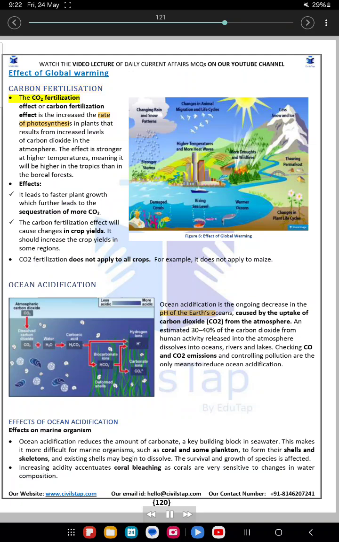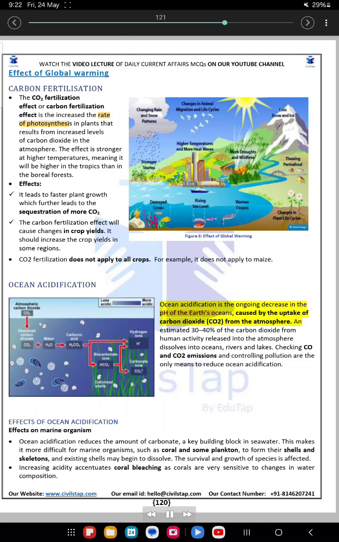Carbon fertilization. The CO2 fertilization effect, or carbon fertilization effect, is the increased rate of photosynthesis in plants that results from increased levels of carbon dioxide in the atmosphere. The effect is stronger at higher temperatures, meaning it will be higher in the tropics than in the boreal forests. Effects. It leads to faster plant growth, which further leads to the sequestration of more CO2. The carbon fertilization effect will cause changes in crop yields. It should increase the crop yields in some regions. CO2 fertilization does not apply to all crops. For example, it does not apply to maize.